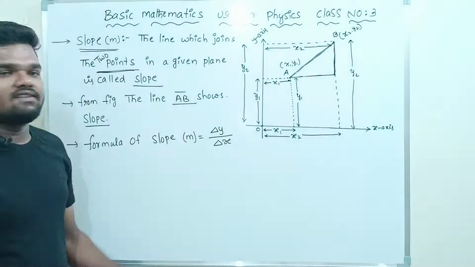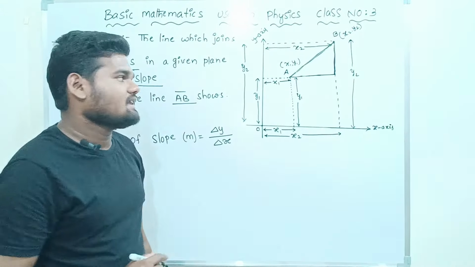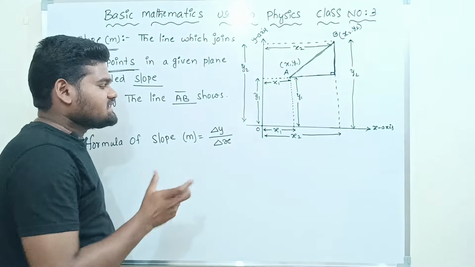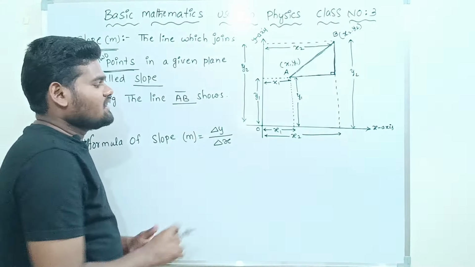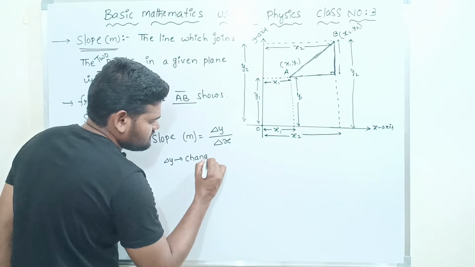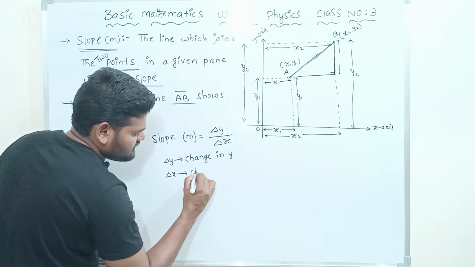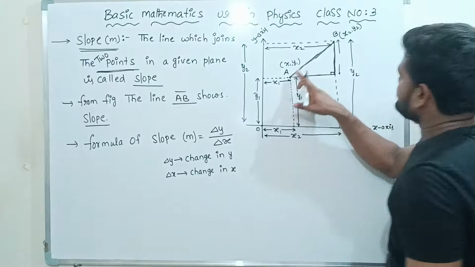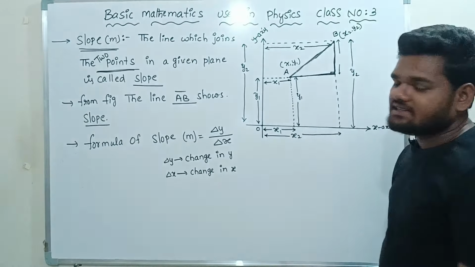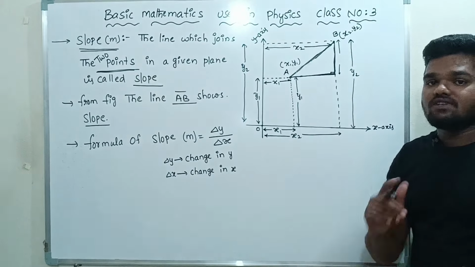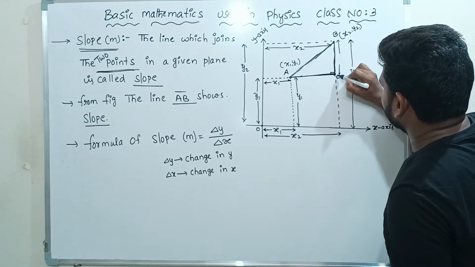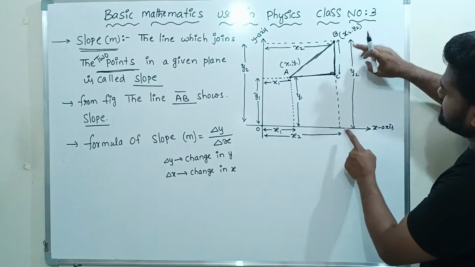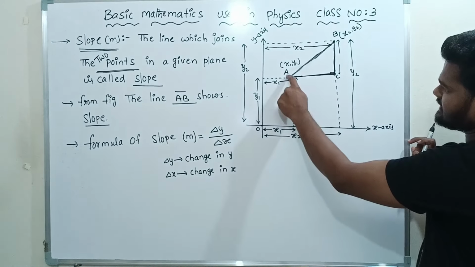Now from the diagram, it is clear that a right angle triangle is formed. This is 90 degrees. Now, this is the AB line and we call it slope. How much change comes in y and x, we have to find. Delta y is the change in y and delta x is the change in x. From this right angle triangle, we can get change in x and change in y. Let us take this point as C. In the right angle triangle ABC, this point B is at a distance y2 and this point is at a distance y1.